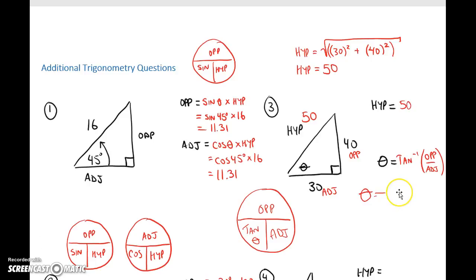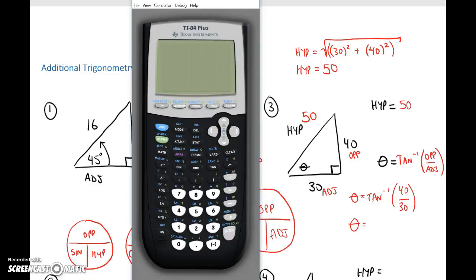of that same ratio. Holy, what's going on with the pen today? Okay, and our opposite is what? 40. The adjacent is 30. So from class, we know that that angle is going to be 53.13. It's a 3, 4, 5 triangle. But let's see if we can figure that out.